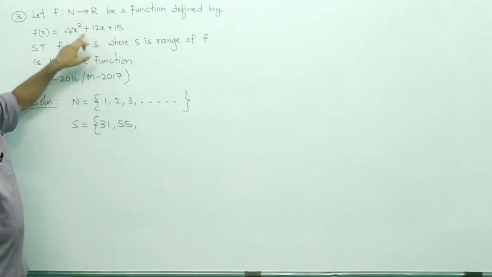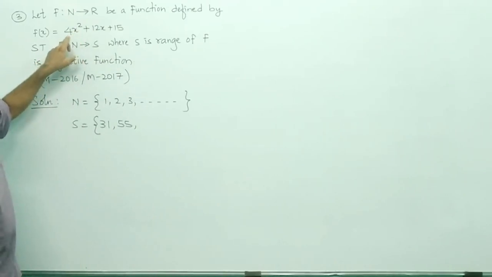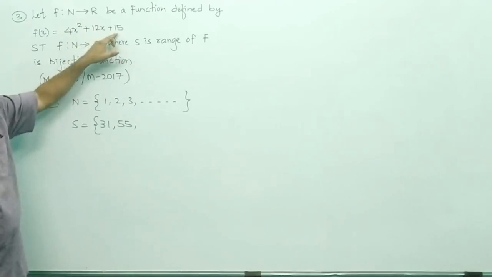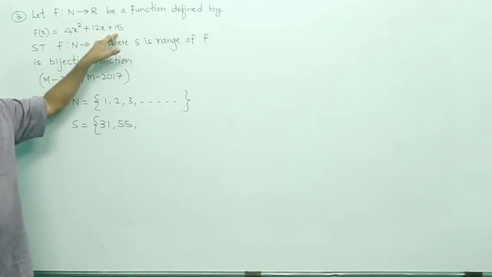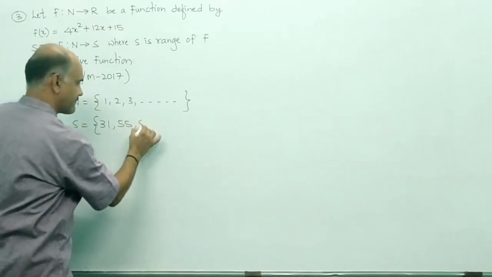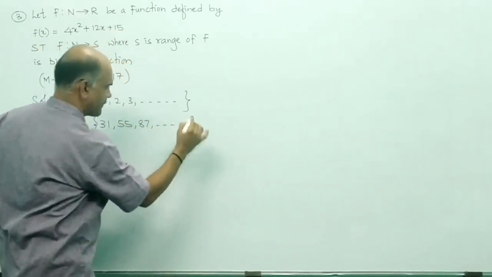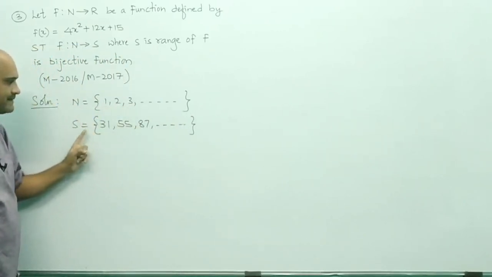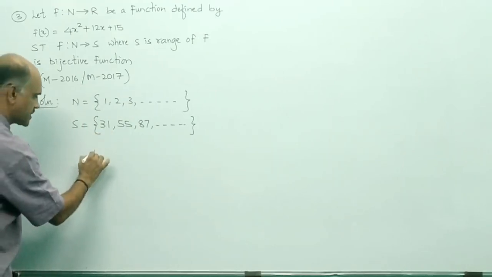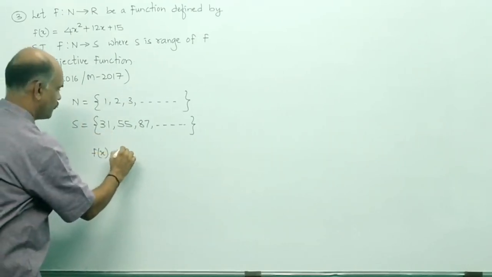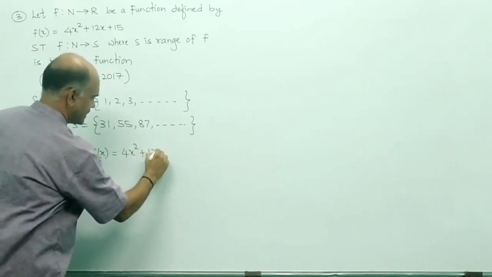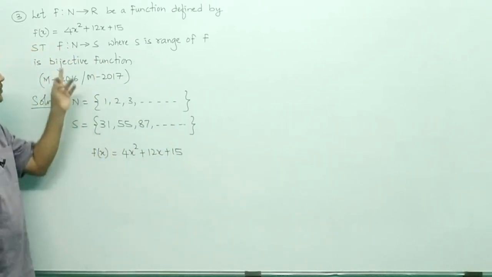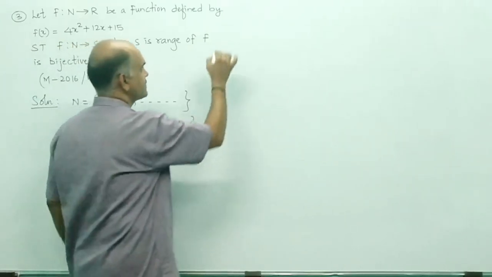Similarly, if you put x equal to 3, 3 square is 9, 9 fours are 36, 12 threes are 36, 36 plus 36 is 72, 72 plus 15 will be 87. So on you will have. So our a will belong to N, b will belong to S. So the function is f of x is equal to 4x square plus 12x plus 15. Now again we will check both one-one and onto. He has asked us to show that it is bijective.